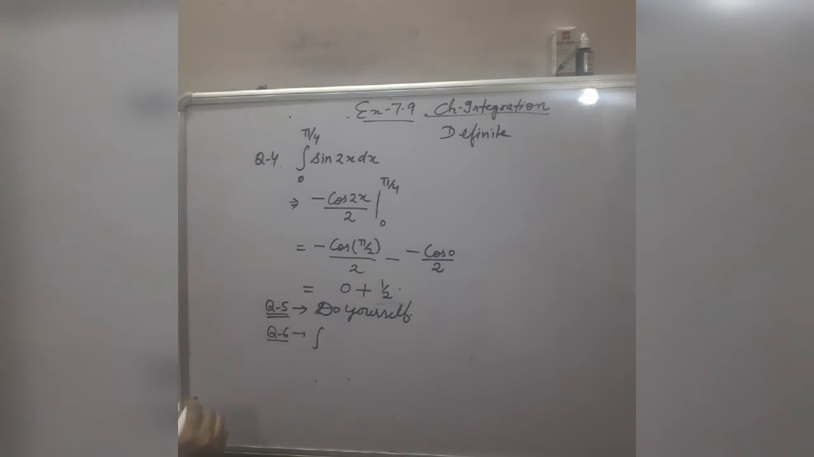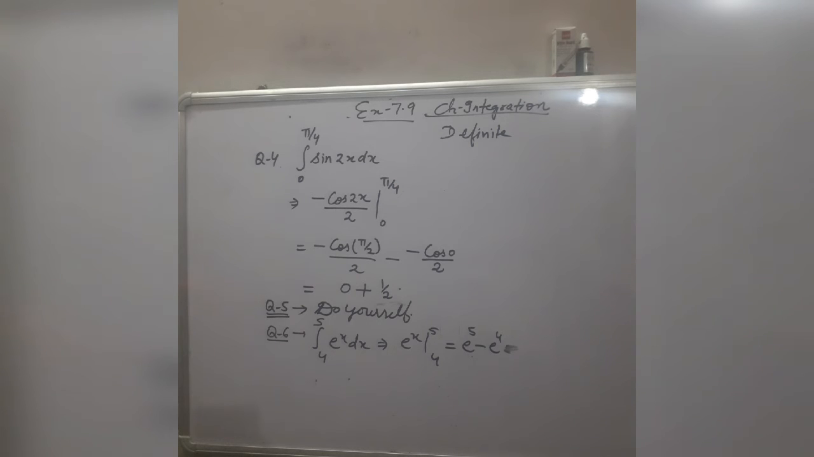In question number 6 also a very simple function is given to you, the exponential function e raised to power x, and all of you know that integration of e raised to power x is e raised to power x. Now upper limit minus lower limit. In place of x you will put upper limit e raised to power 5 minus e raised to power 4. So answer is e raised to power 5 minus e raised to power 4.